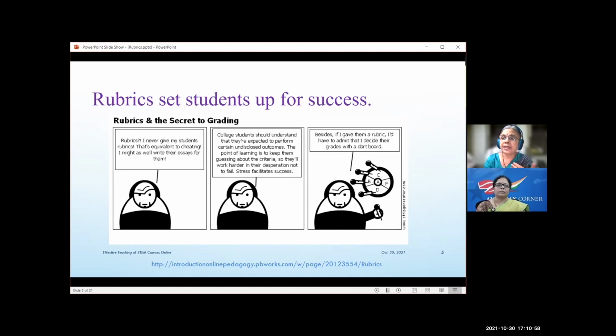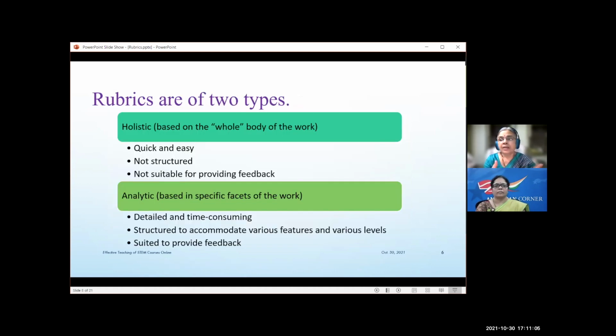So to remove this kind of arbitrariness in grading, it is very good to have a rubric. And the good thing is, you need to do it only once. Like, you make the rubric once, and then you can use the same rubric for various assignments. So people say there are two types of rubrics.